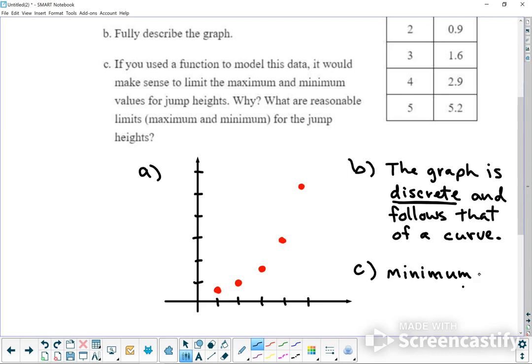would be, you know what? Writing too big. I'll say the minimum would be 0 because somebody can jump 0 height, or right above 0. Maybe if somebody doesn't jump, you don't consider it jumping.